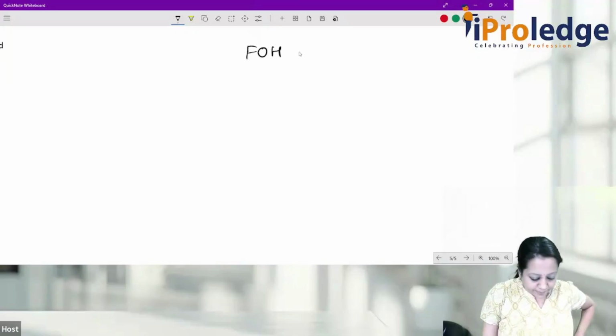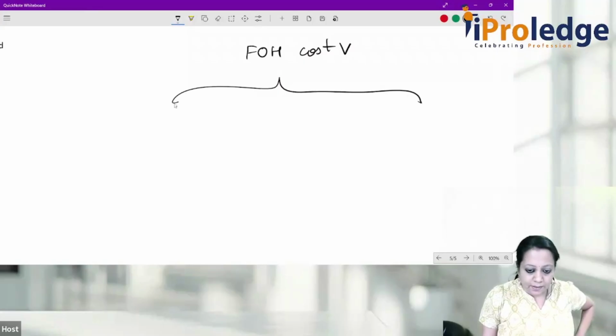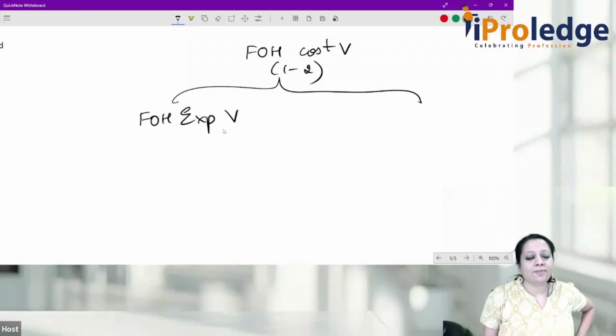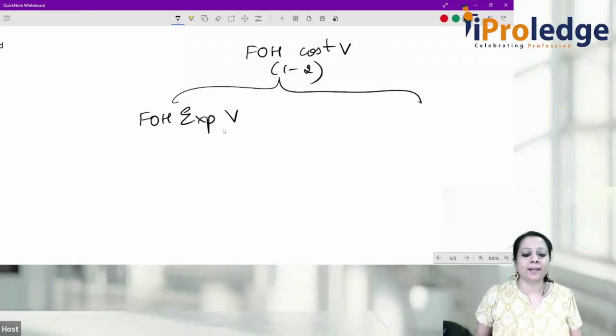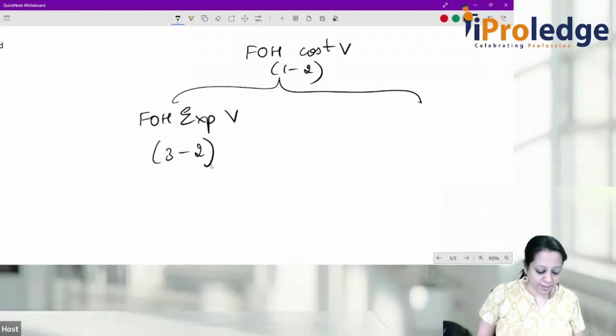Fixed overhead cost variance, 1 minus 2, is divided into fixed overhead expenditure variance. See, first in material we called it price, then in labor rate, here it is expenditure variance. This is again 3 minus 2. No change.